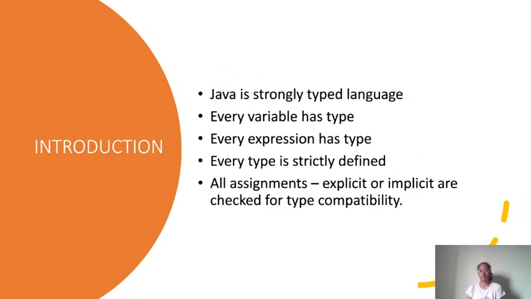Java is a strongly typed language. Every variable has a type and every expression has a type. Every type is strictly defined. All assignments, explicit or implicit, are checked for type compatibility in Java.